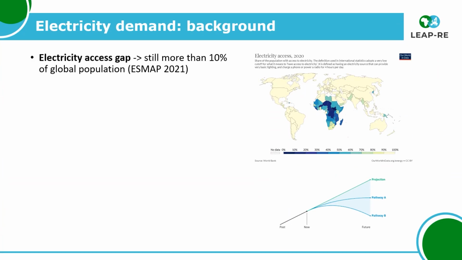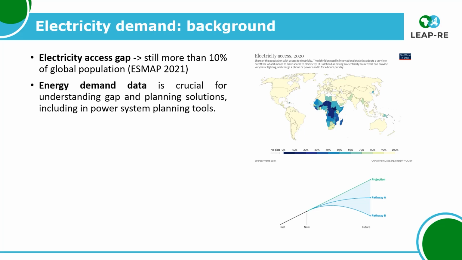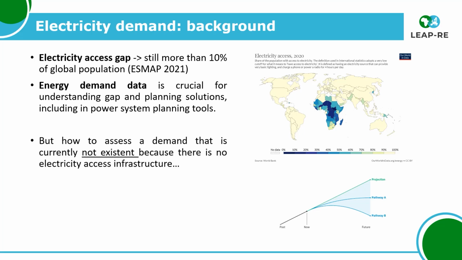First of all, to provide a general background on electricity demand, it's important to bear in mind that around 10% of the global population still lives without access to electricity, and the vast majority of these populations are concentrated in the sub-Saharan African region. Therefore, energy demand data is crucial for understanding the current gap and planning solutions, including power system planning tools.